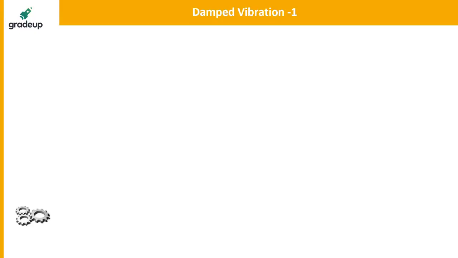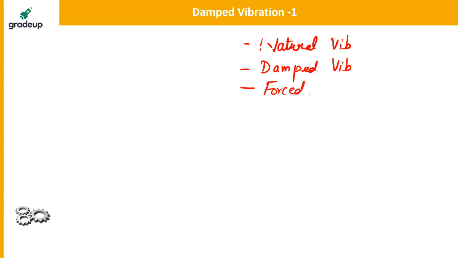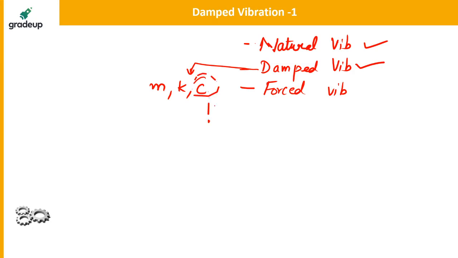Now, what do we understand by vibration? We discussed natural vibration yesterday, so today we'll be discussing damped vibration. I've divided this into two sessions. What is damped vibration? We'll have, along with the stiffness of the spring, also the damper denoted as C, where C is the coefficient of damping.